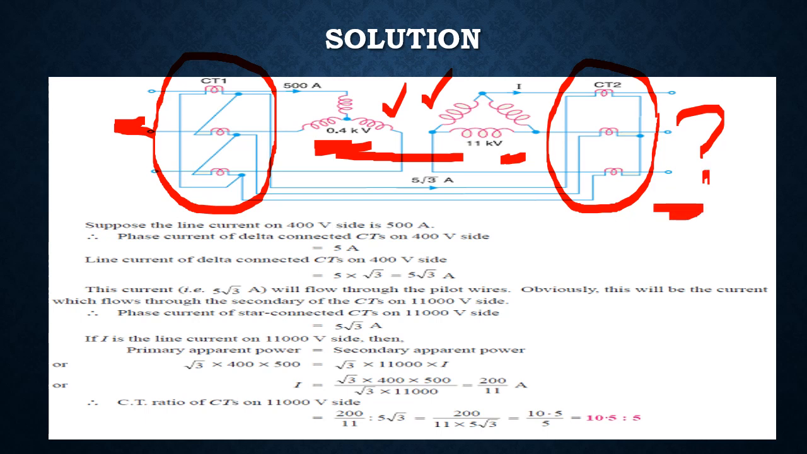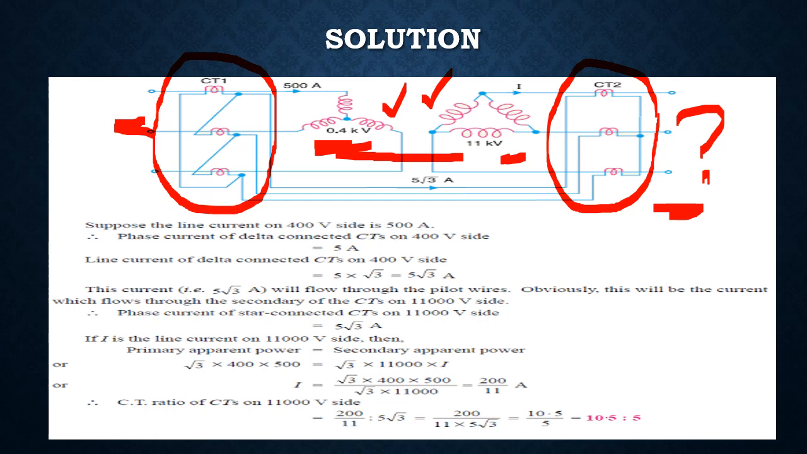For this, we need to follow two steps. The first step is, by making the primary apparent power equal to the secondary apparent power, we can get the line current of the 11 kV side. That is nothing but the primary current of the current transformer which is placed on the 11 kV side.